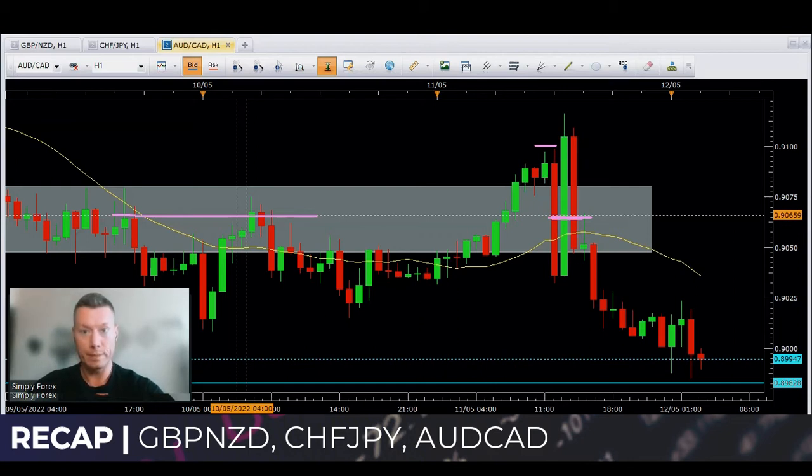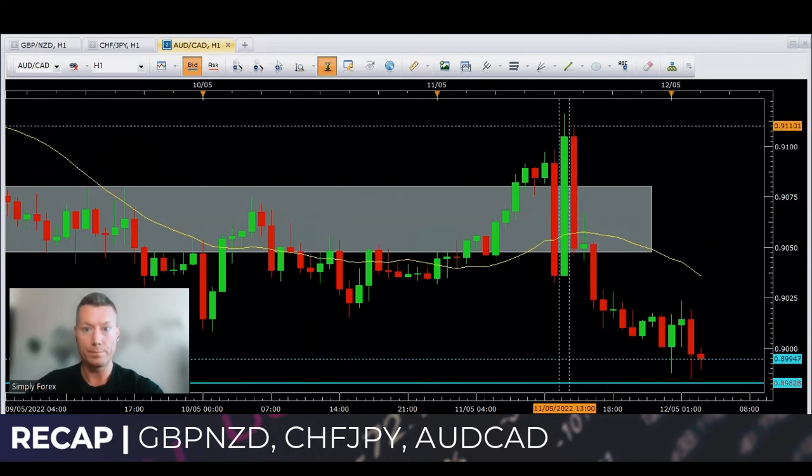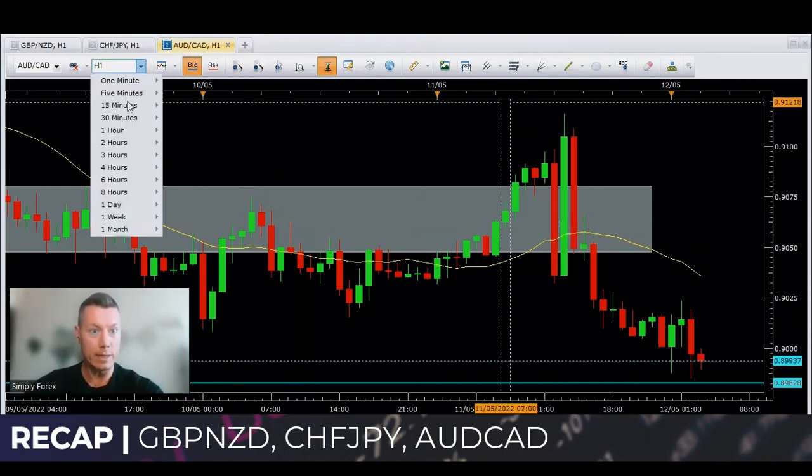But then we had this candle form. Another very bearish candle formed. I was happy to trade off of this. Although we had a very bullish green candle before, I was happy to trade off of this red candle. It's very bearish. And then, let's look at the H4.